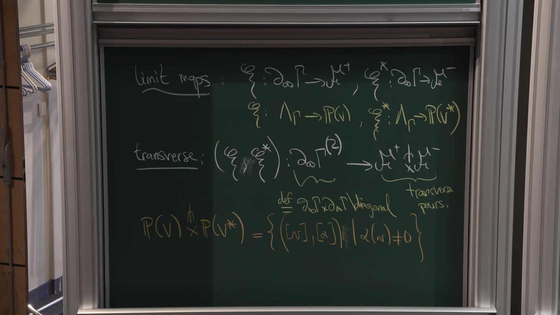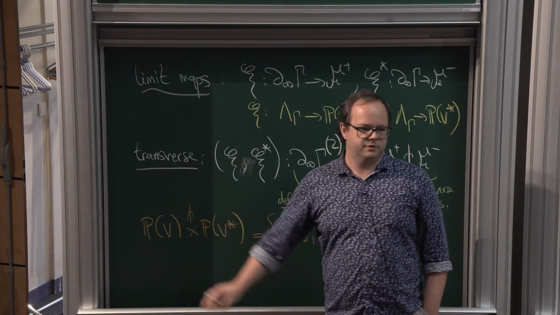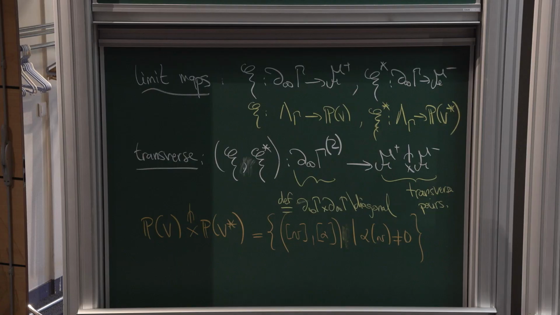The other interpretation being that you can see these as Grassmannian manifolds instead, P of v being the space of lines, and P of v star being the space of hyperplanes, and you want your line to not be inside the hyperplane, but to be transverse. Okay.